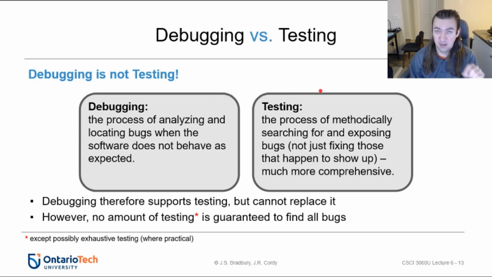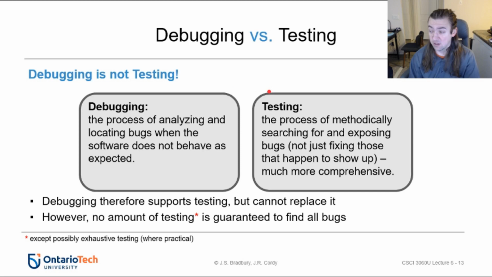Testing is different. Testing is actually finding the bugs that you don't know exist, not just fixing ones that have already appeared. And this is more methodical. Debugging is usually, something is wrong, let me fix it. That is a big difference from asking, is there something wrong, which is the question that testing is trying to answer. And this is much more comprehensive. Now, it's not to say that you should only do testing and not debugging or vice versa. Both of these are complementary to each other.